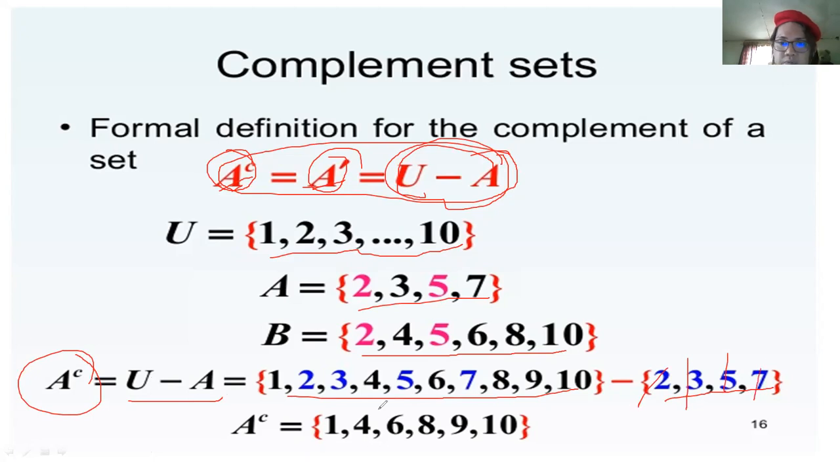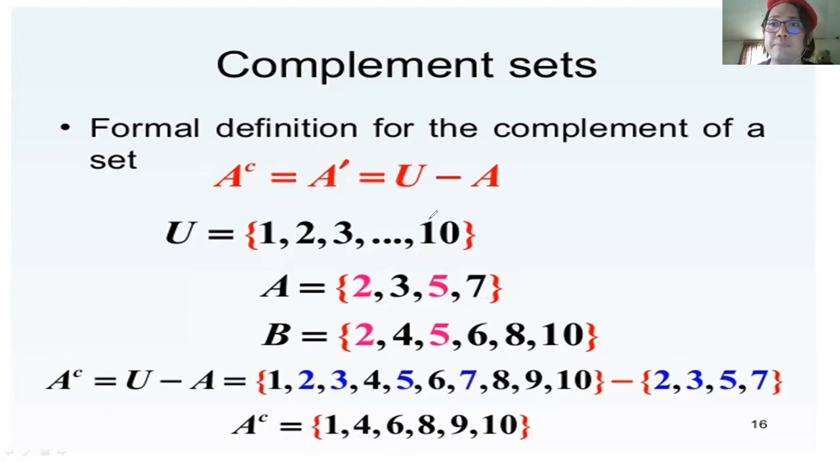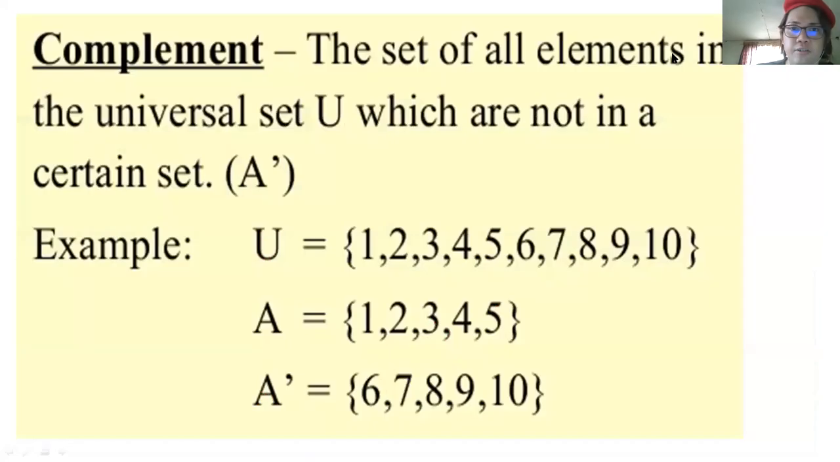Eliminate 2, 3, 5, 7. We mark it. So what's left will be the answer, or will be the complement of A. So we have 1, 4, 6, 8, 9, and 10. Okay? So I hope you'll be able to grasp the concept and got it correctly.